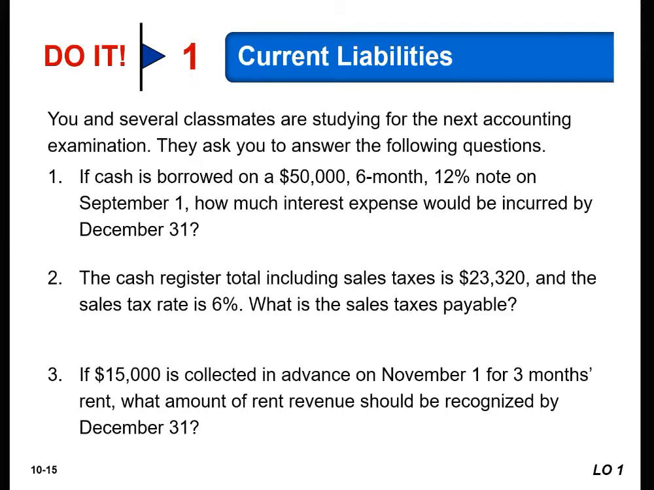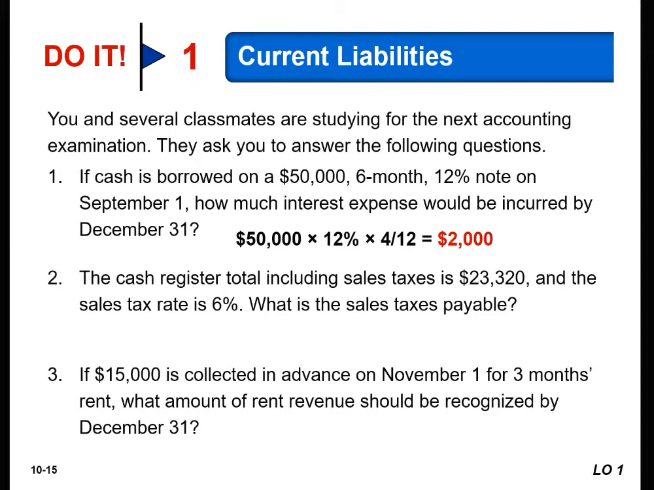So you should have hit pause and you should be back to play. So for answer number 1, 50,000 times 12% times the fraction of the year. Remember, you have to remember that fraction of the year. It is $2,000.